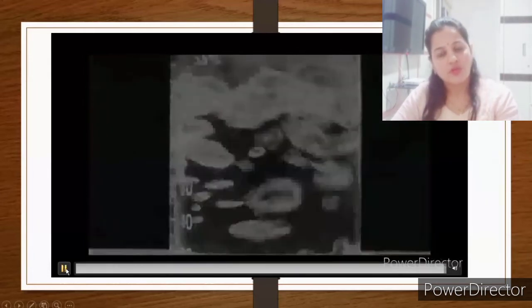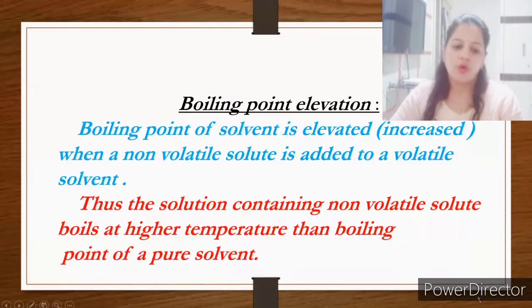Have you understood what the boiling point is? Boiling point is simple to understand. Whenever the vapor pressure becomes equal to the atmospheric pressure, the liquid starts to boil, whichever liquid it may be. Different liquids have different vapor pressures, so accordingly they will have different boiling points.